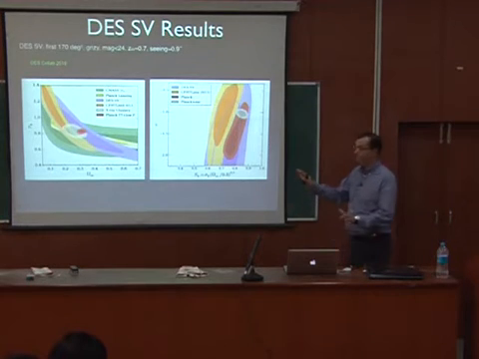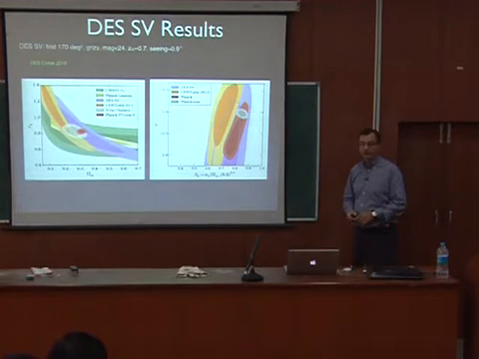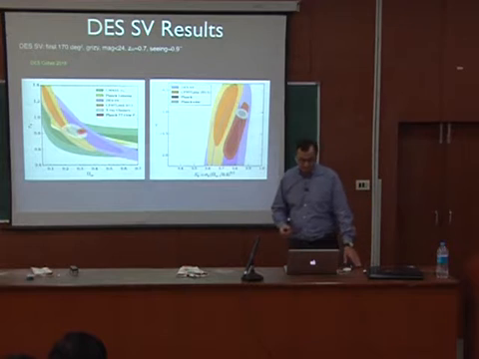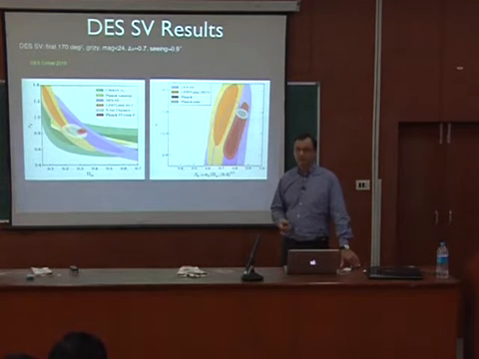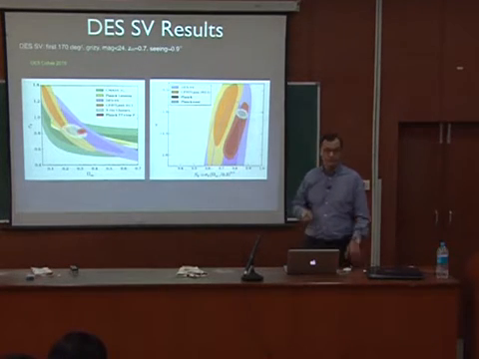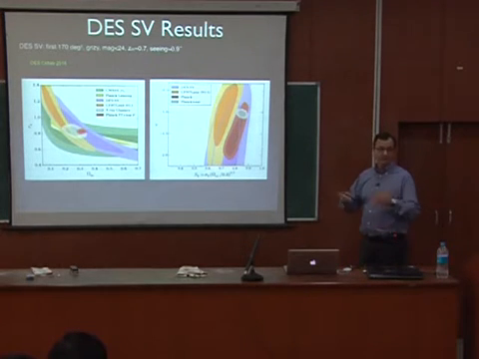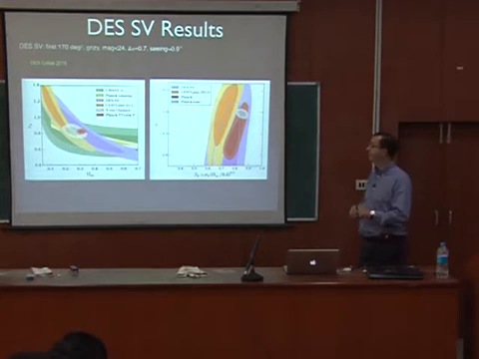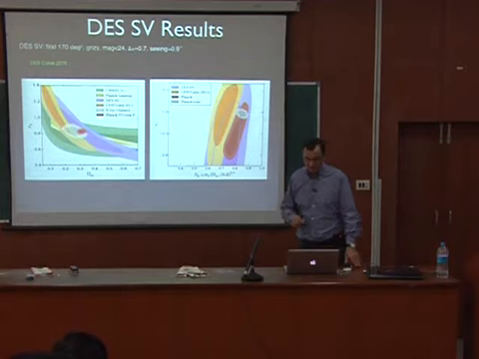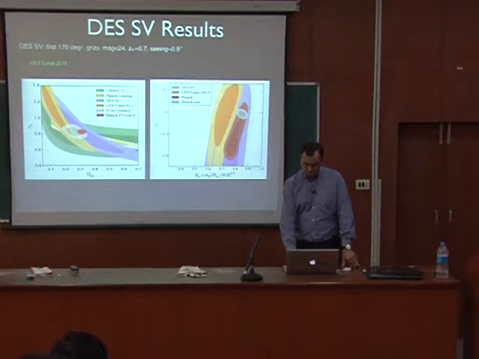So it all works quite well, but one should keep an eye on this tension and see what happens in the future. And we're in the process, for instance, with DES of analyzing the first 2,000 square degrees of the survey. So 10 times the area of what I just showed you, a little bit shallower. And KiDS is also analyzing more data, and Subaru as well. So in the next year or so, there should be some very interesting results coming from weak lensing.